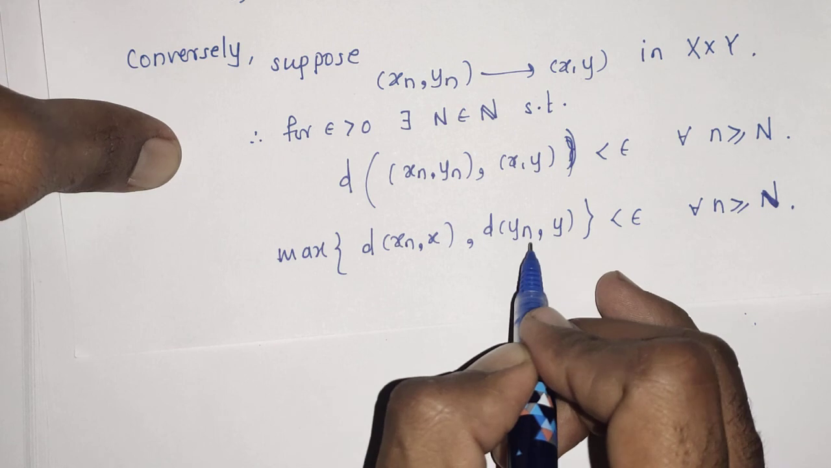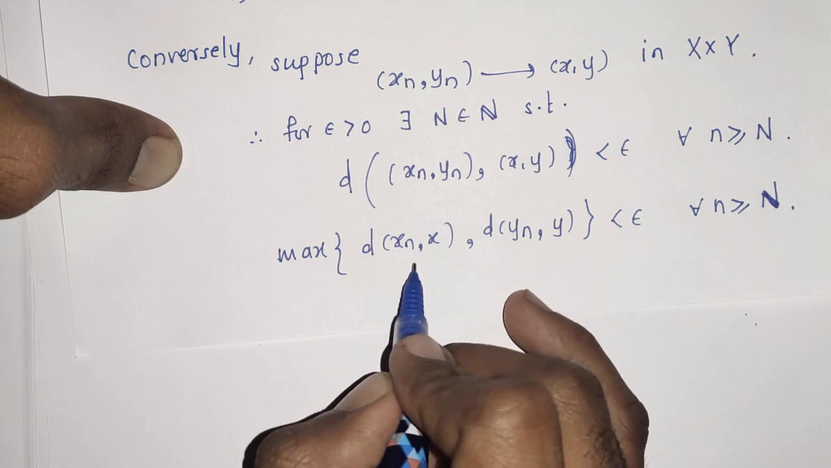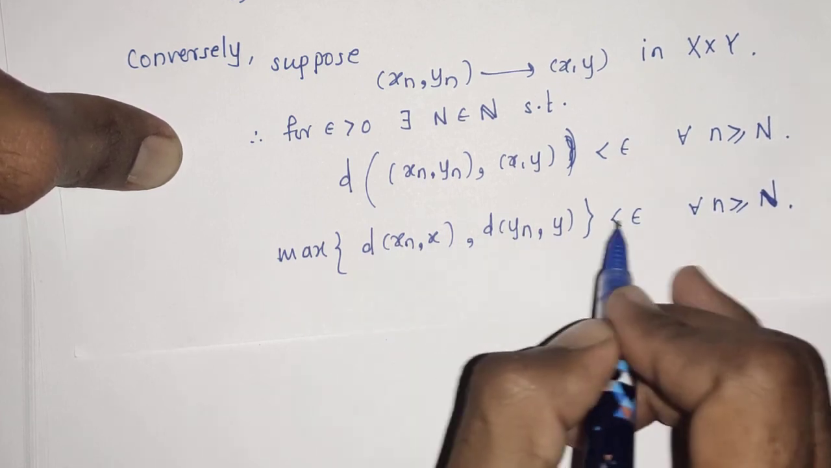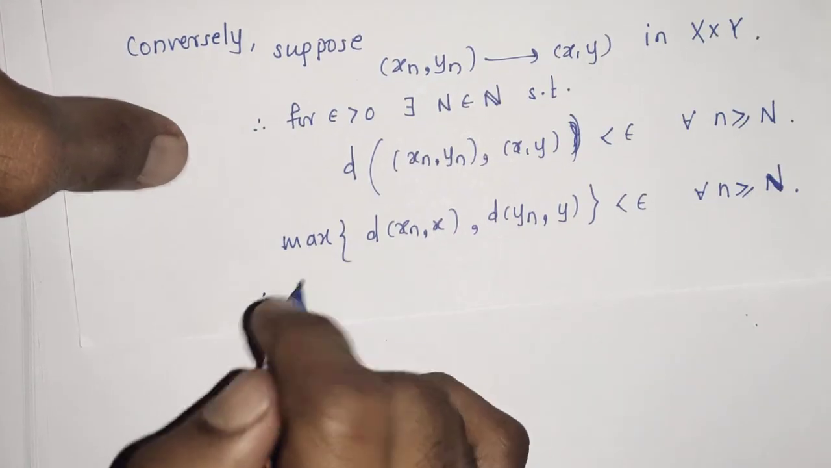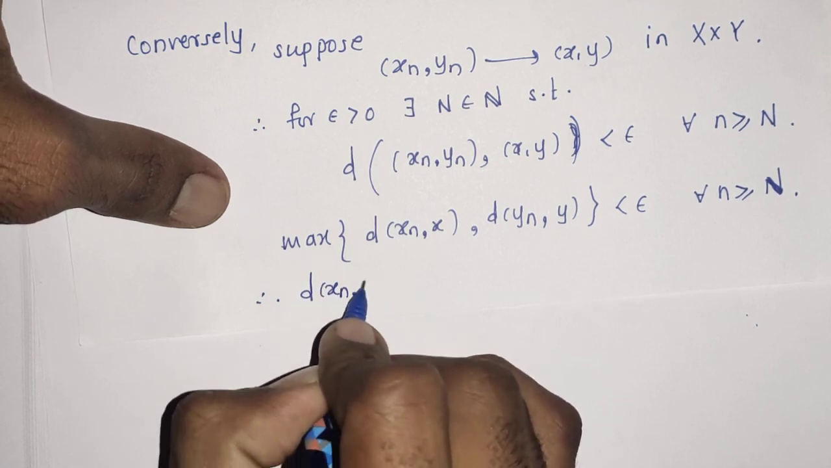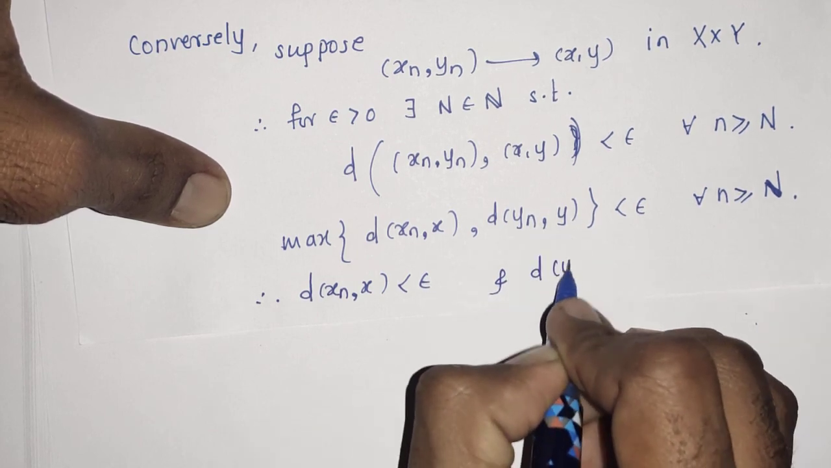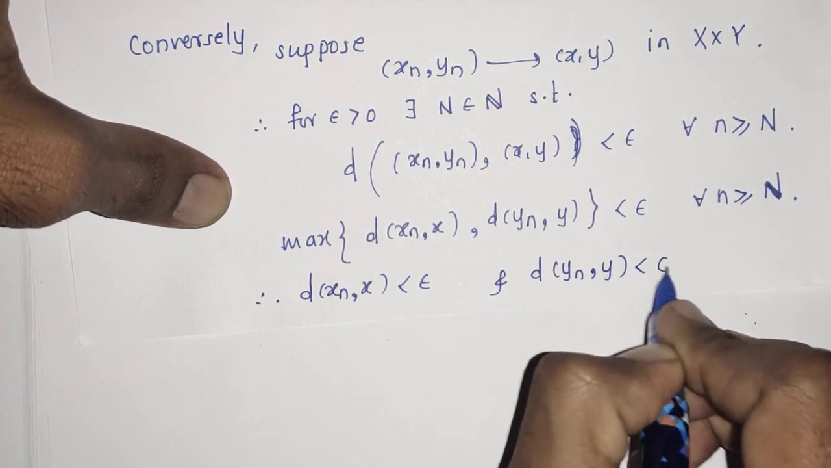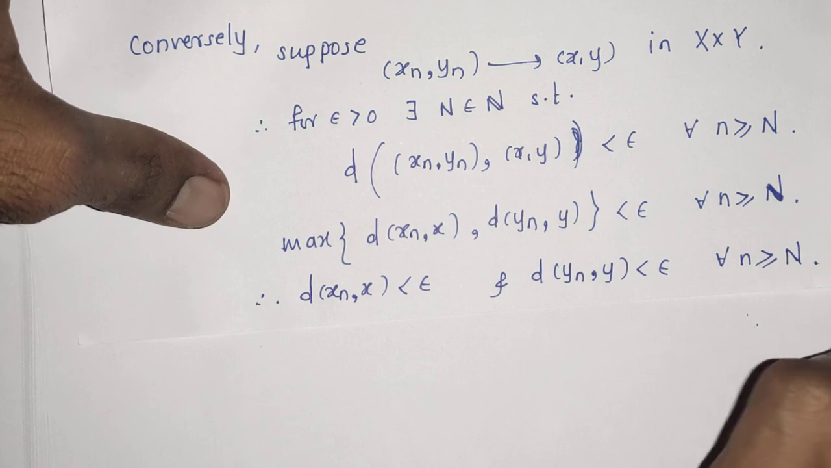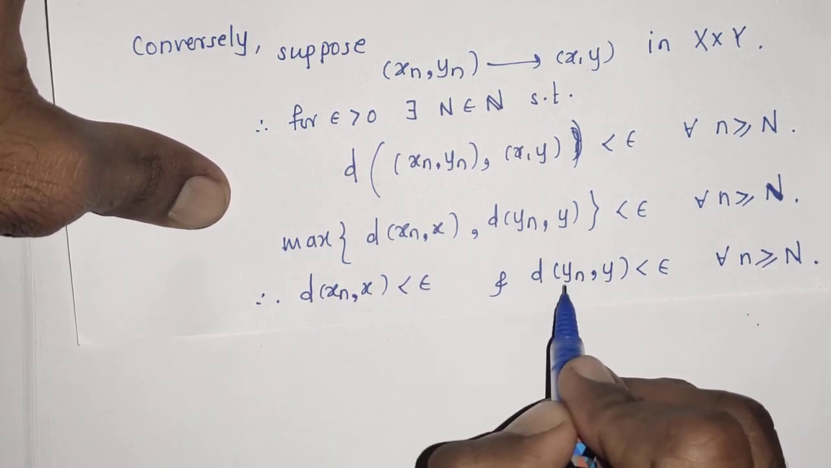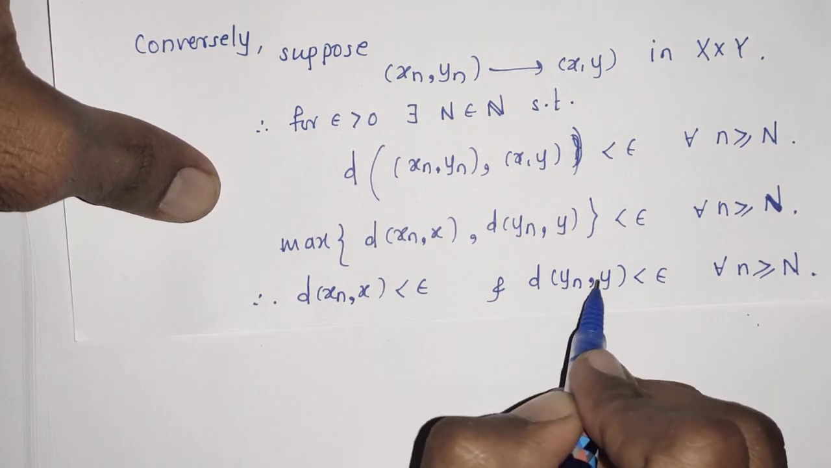So, clearly, the maximum of these two, suppose this is 10 and this is 15, so that 15 is less than epsilon. So, clearly again 10 is less than epsilon. If the maximum of these two is less than epsilon, then clearly both distances are less than epsilon. Therefore, we can write the distance between xn and x is less than epsilon, and the distance between yn and y is less than epsilon for all n greater than or equal to N. This implies that xn converges to x and yn converges to y.